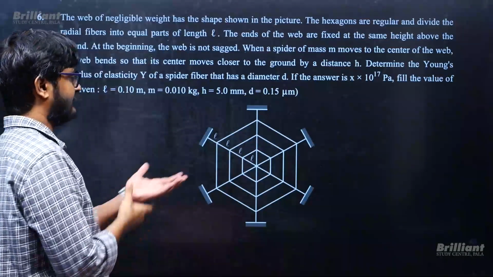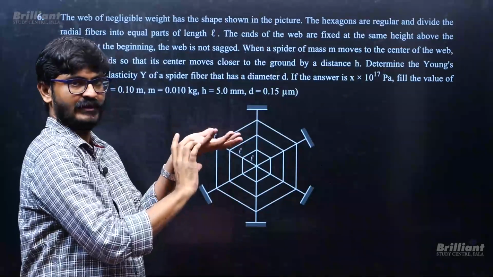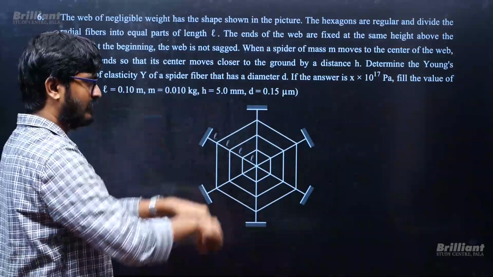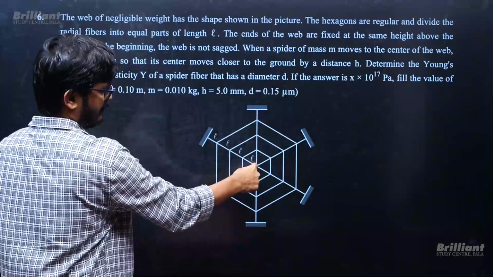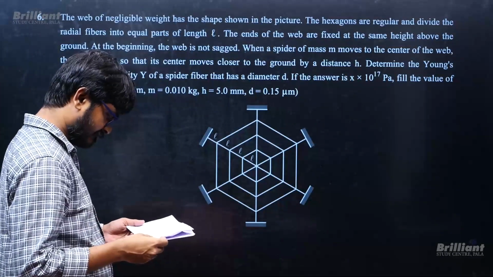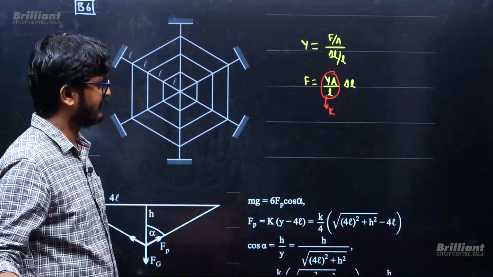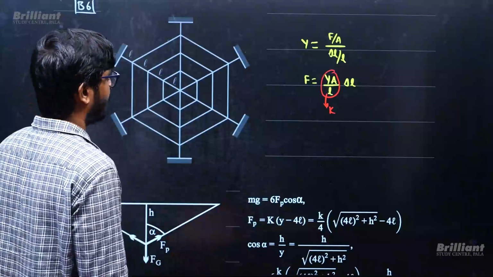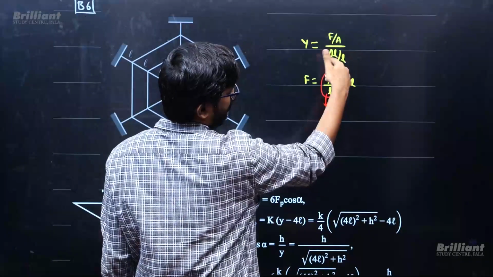So this is the web. When the spider goes, then this is going to go down by distance h. So not everything, but the center is going to go down by distance h. We need to find the Young's modulus, and they have given a lot of information. I didn't solve it exactly, but I will be explaining. Young's modulus is given by stress by strain.